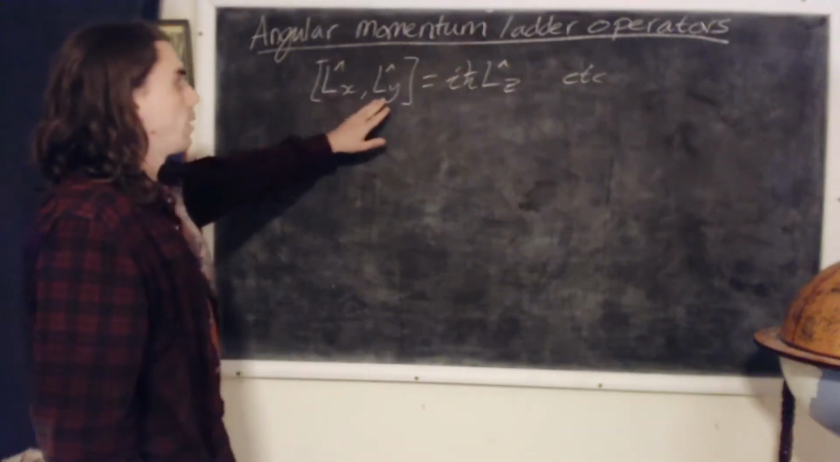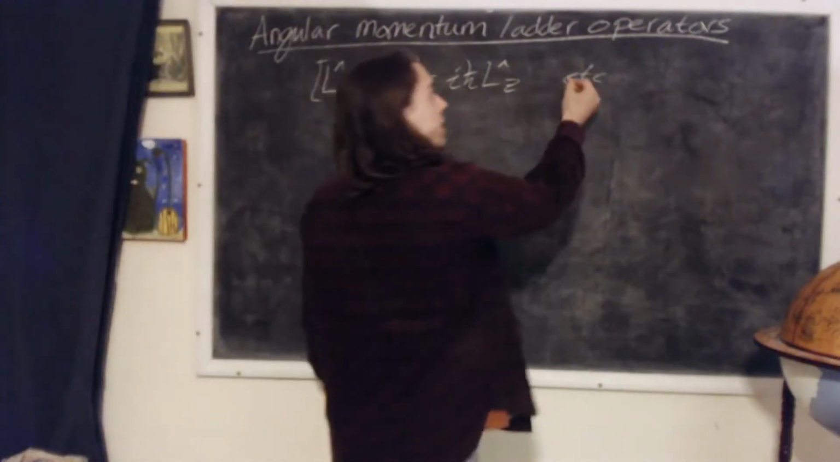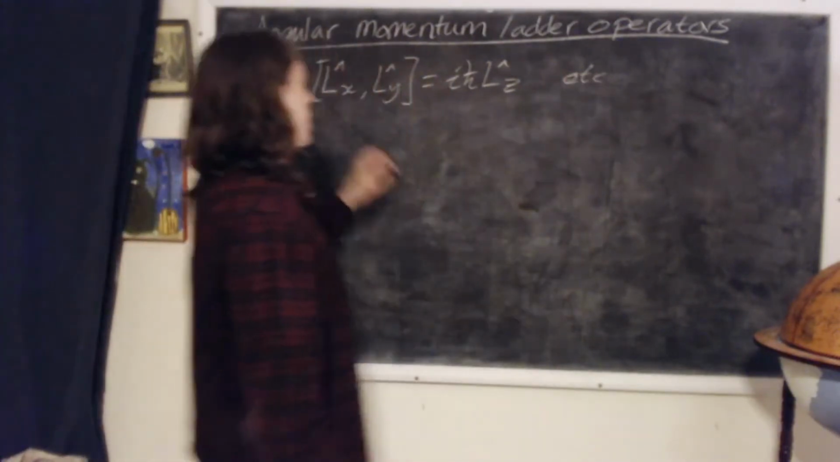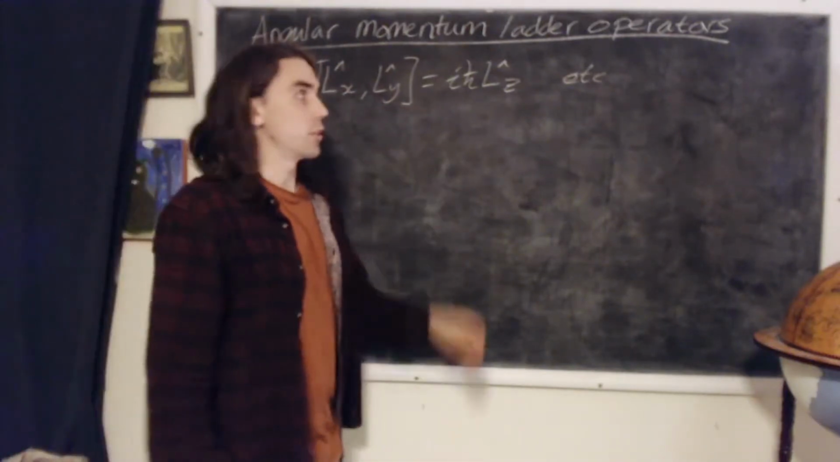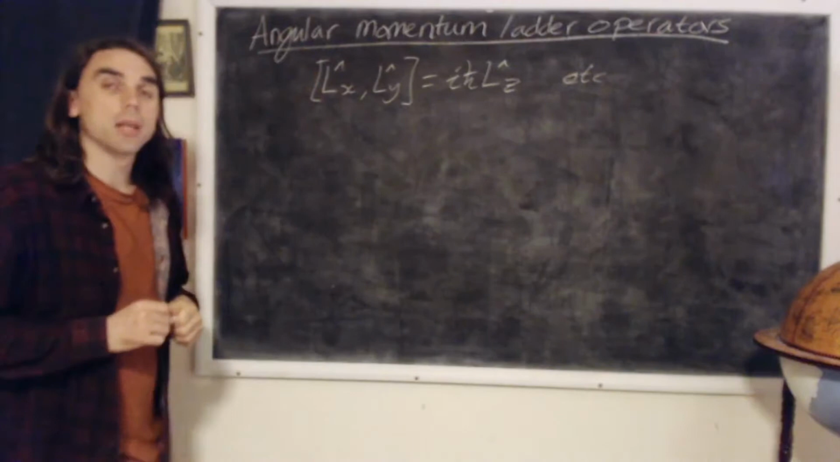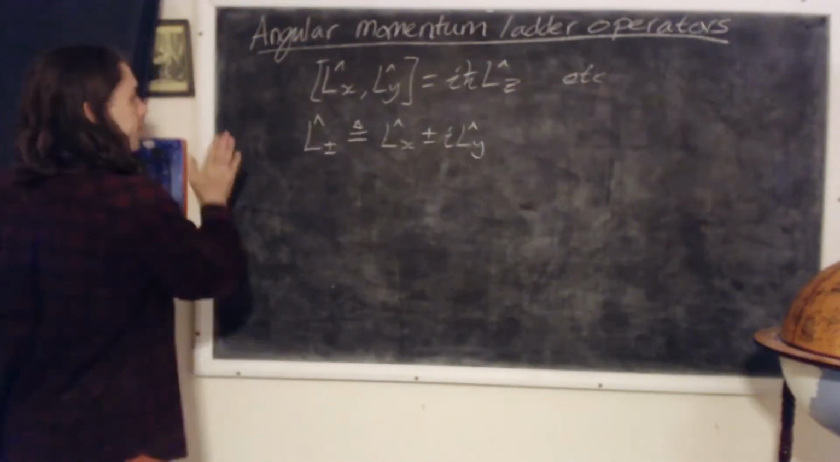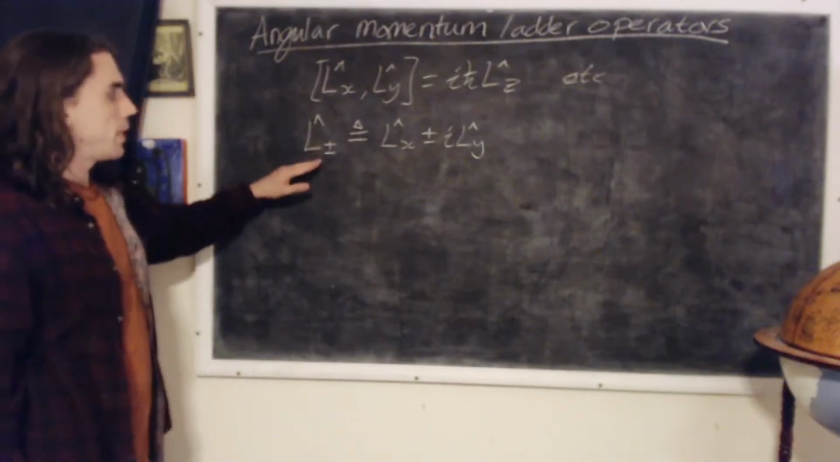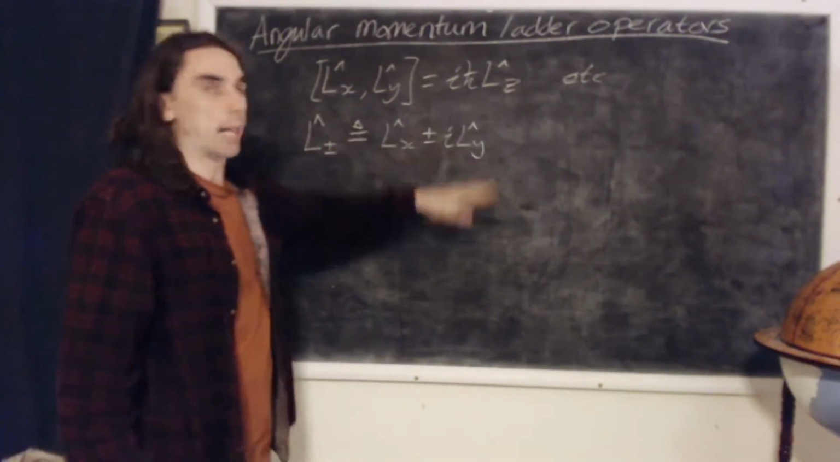The commutator of Lx with Ly is equal to i h bar Lz, and the etc. here just indicates that you can take cyclic permutations of x, y, and z to arrive at equivalent results for the other two cases. And it's convenient to define the following operators: L plus and minus, equal by definition to Lx plus or minus i Ly.